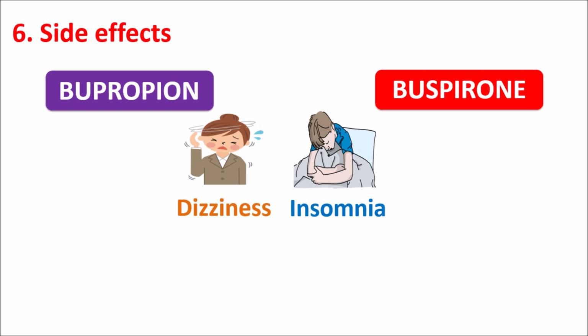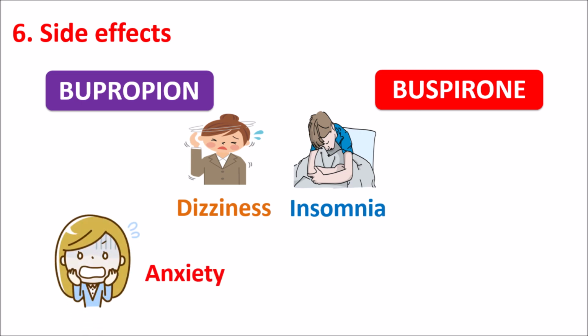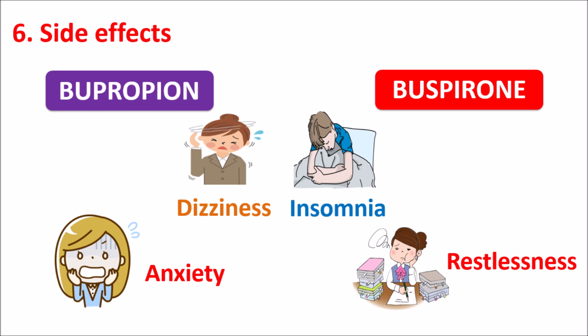Similarly, they can produce other central side effects like headache and drowsiness, but they can also show few of the specific side effects. Bupropion can increase anxiety in the people, whereas buspirone can increase the restlessness in the people. These are the specific side effects produced by bupropion as well as buspirone respectively. So few of the side effects are similar, but few of the side effects are specific to these two drugs.